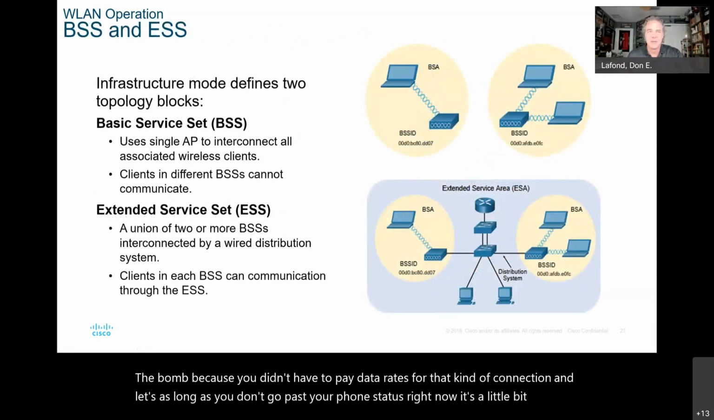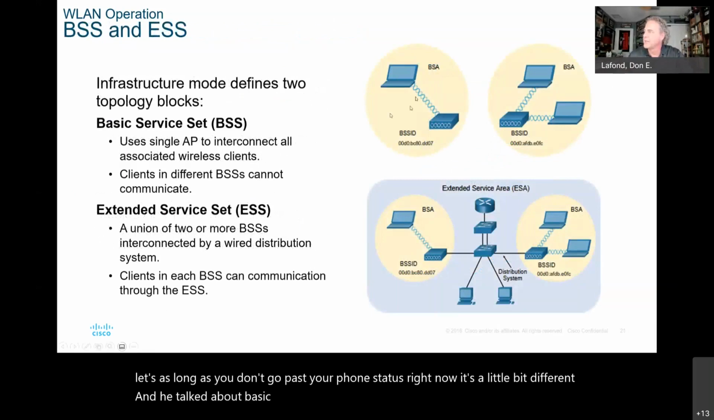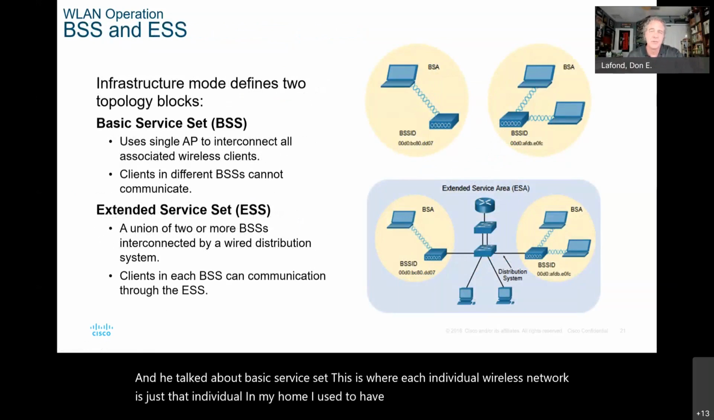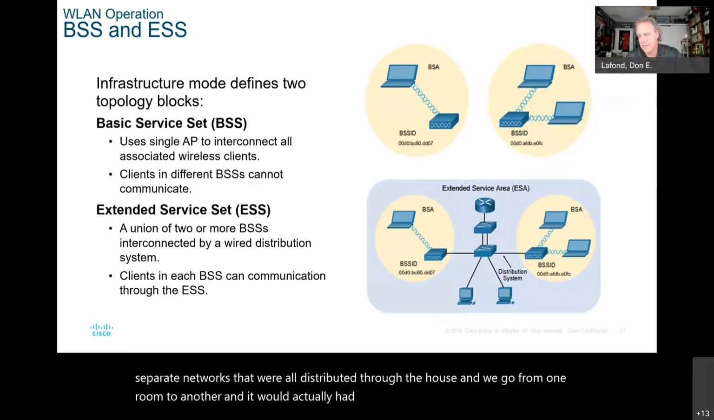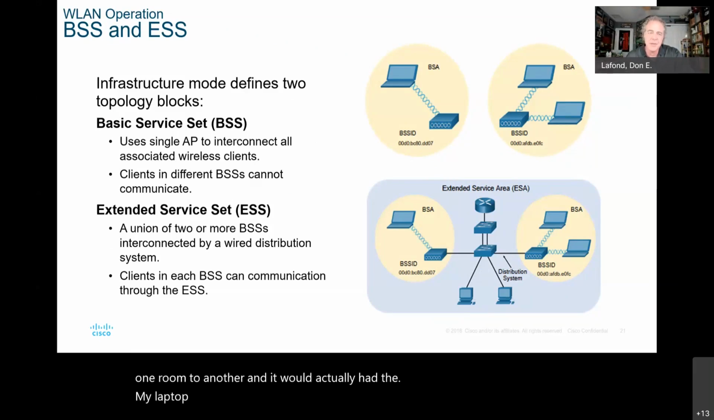You talked about basic service set. This is where each individual wireless network is just that, individual. In my home, I used to have 3 routers that were all on separate networks that were all distributed through the house. And we'd go from one room to another, and my laptop would have to switch from one network to the other, and it didn't always do it seamlessly.